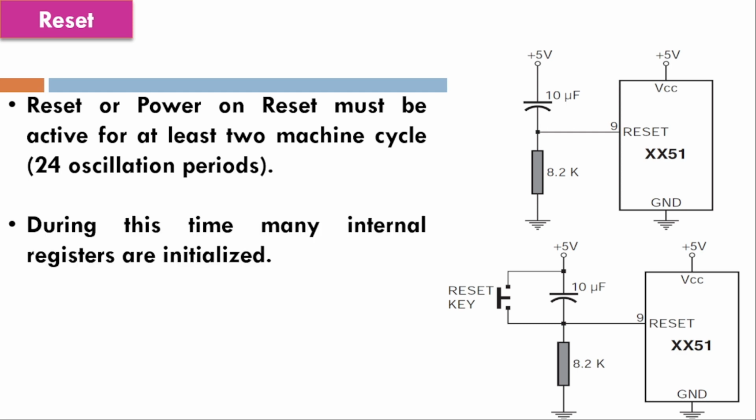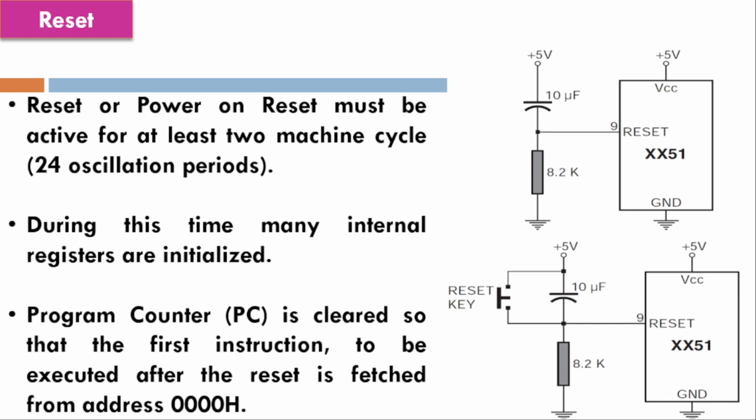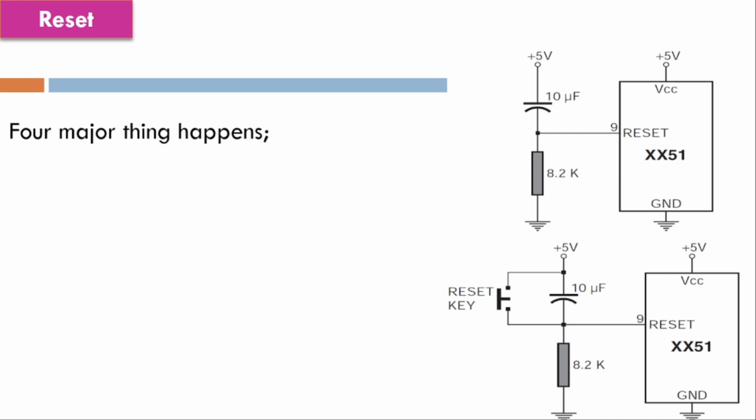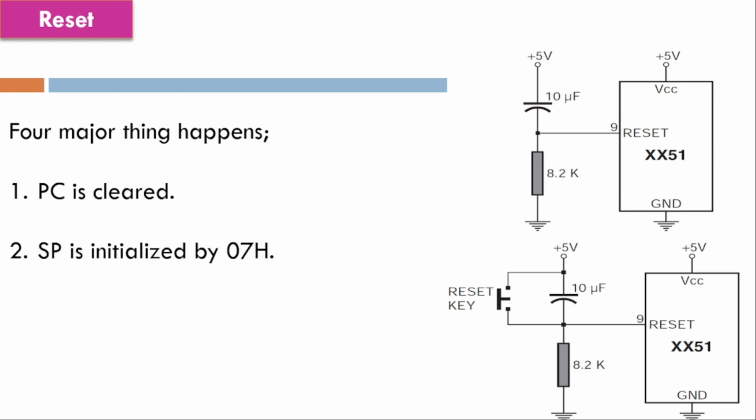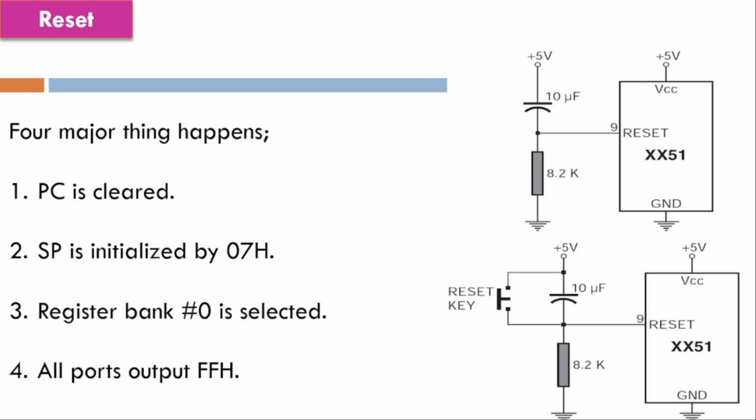Notably, the program counter, PC, is cleared to ensure that the initial instruction fetched after the reset is sourced from address 0000H. Four major things happen when the power-on reset circuit is activated. Program counter, PC, is cleared. Stack pointer, SP, is initialized to 07 hex. Register bank number 0 is selected. All ports output is set to high, that is FF hex.